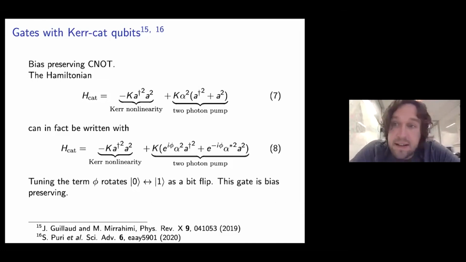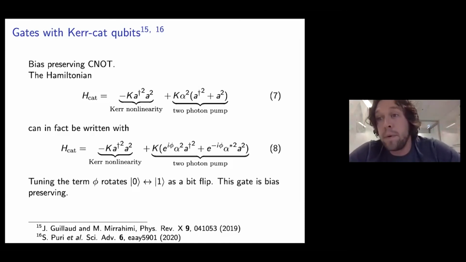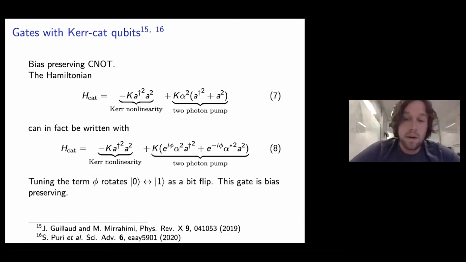But what was shown in these references at the bottom is that you can tune that value phi without introducing any off-diagonal errors, or with a very suppressed number of off-diagonal errors. So this is what we call a bias-preserving CNOT gate, and this is what's made it possible to get very high thresholds with the XZZX code, because the noise of the whole system is biased even when we perform all the gates we need to measure the stabilizers of this code.